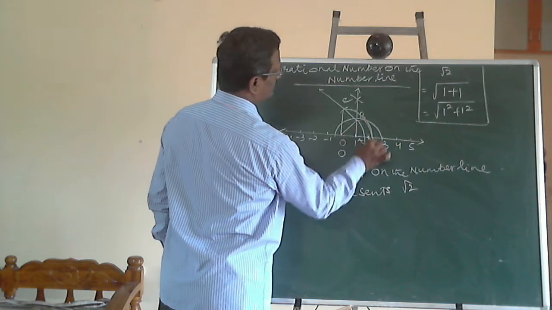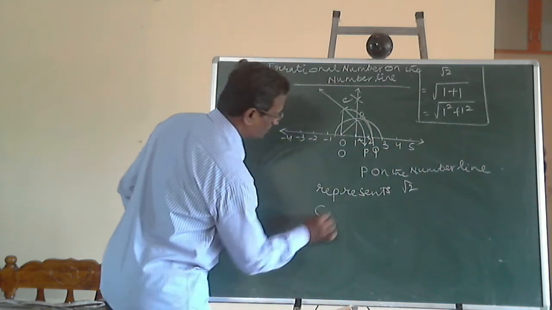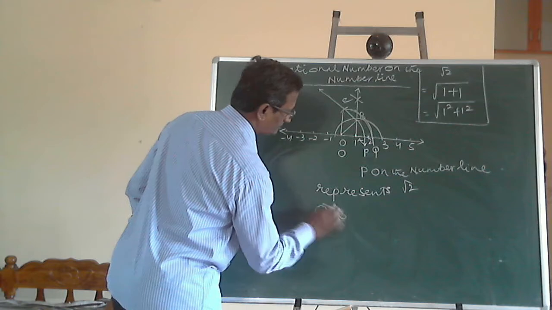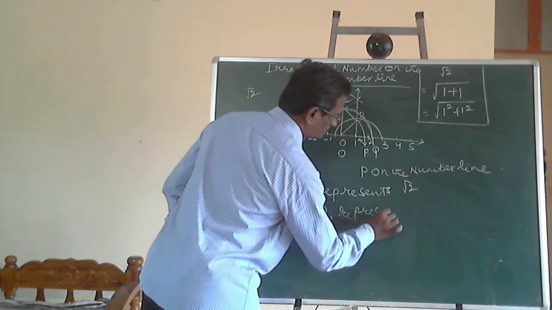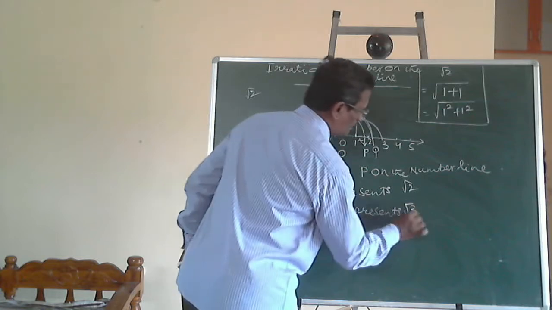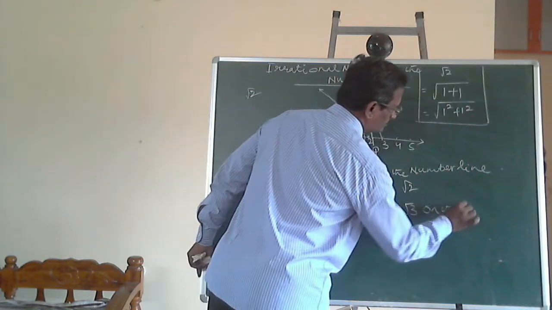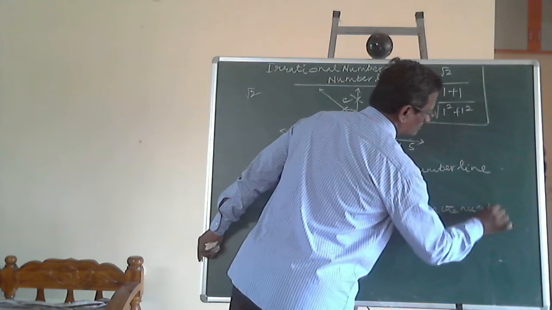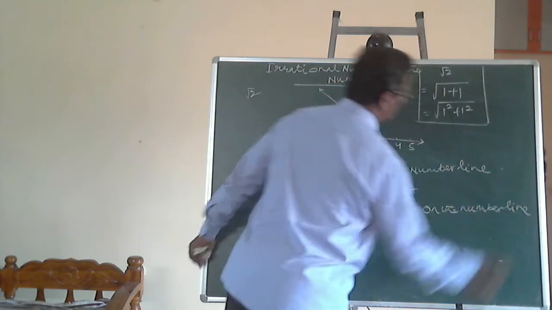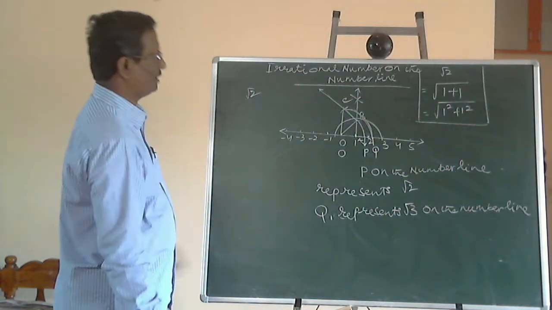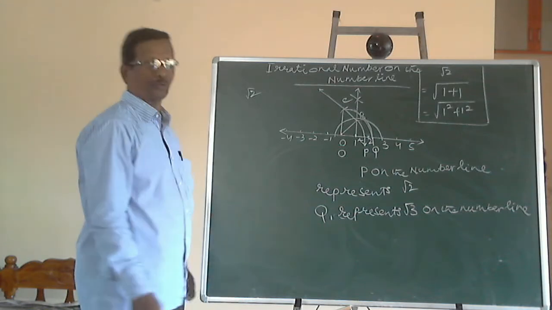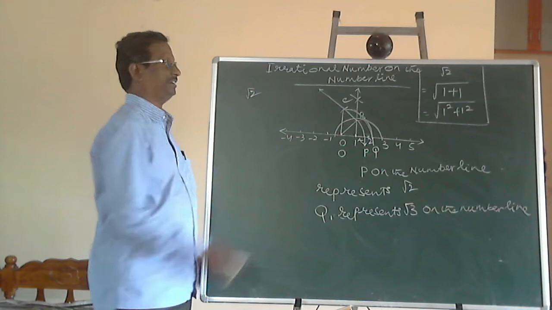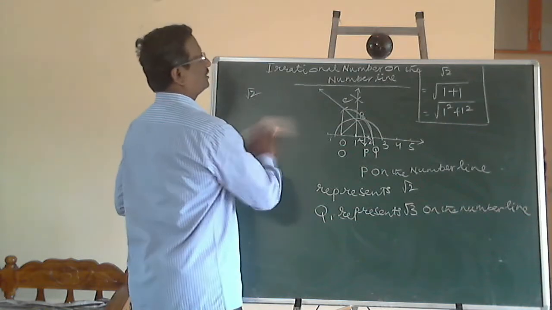This gives Q, which represents root 3 on the number line, etc. Suppose if you want to draw root 5, there is a direct method to draw root 5 on the number line.